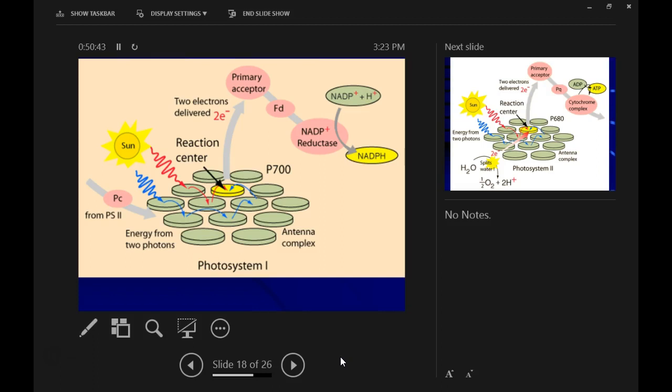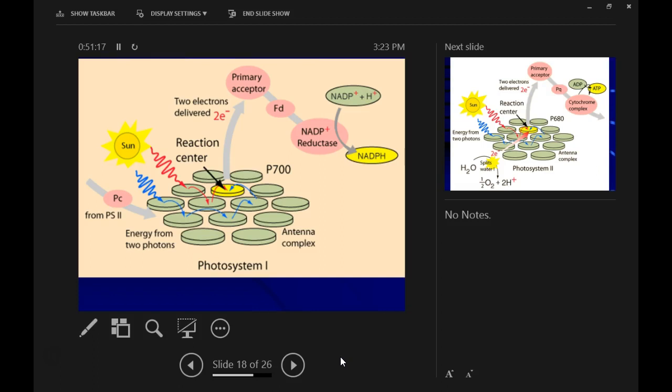Now, I want to mention one more thing, and that's this strange name. You see the P700 up there? That is the technical name for the reaction center of photosystem I. The reaction center of photosystem I is called P700.